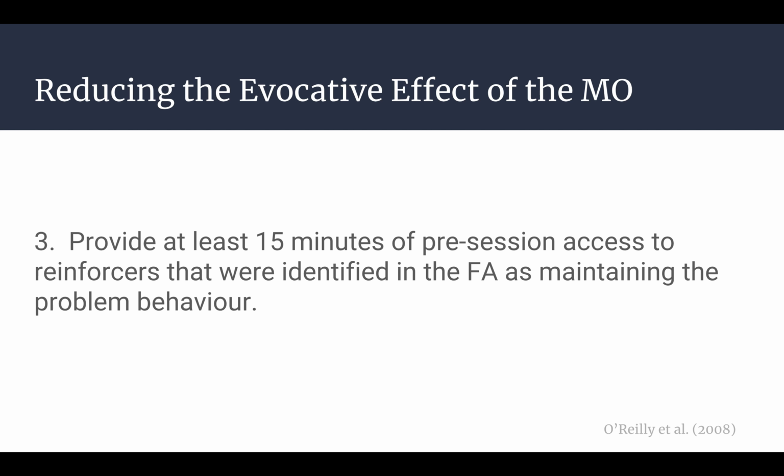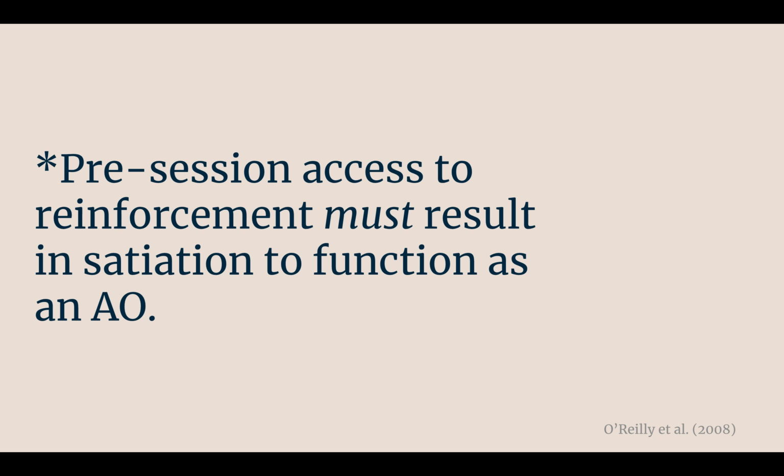Once you've identified the maintaining reinforcer and the setting event, the third step is to provide at least 15 minutes of free access to the reinforcer immediately prior to the identified setting event. An important note the authors make is that the pre-session access must result in satiation, thereby functioning as an abolishing operation. Otherwise, if they don't satiate, access may function as a priming session and inadvertently create an establishing operation for behavior.